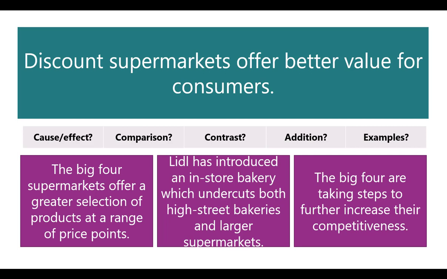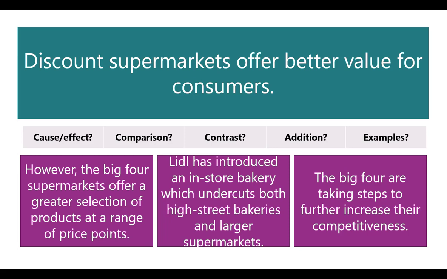So if we look at the first one, the initial point is about discount supermarkets offering better value for customers. And this one is talking about the big 4, which is the opposite of discount supermarkets. And it's saying that they offer a greater selection of products. So therefore, this one is almost certainly a contrast. To make that clear, we can put a signpost in that shows this, such as however. If you thought it needed a different type of signpost, that just goes to show the importance of having them, because your reader may also have been confused. By putting that word in, you're making it absolutely explicit.